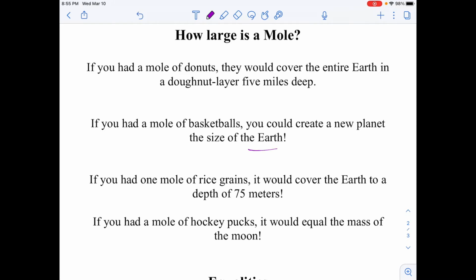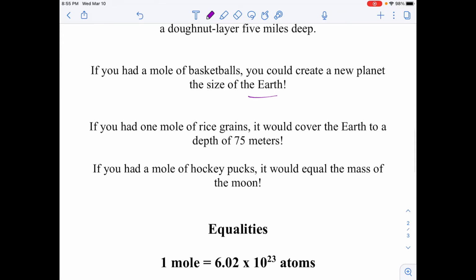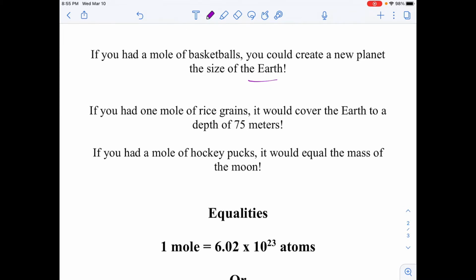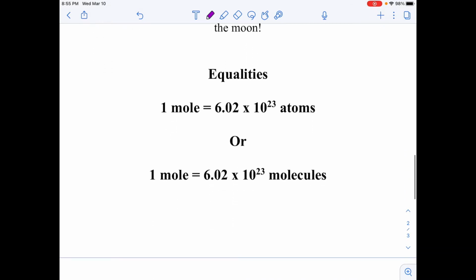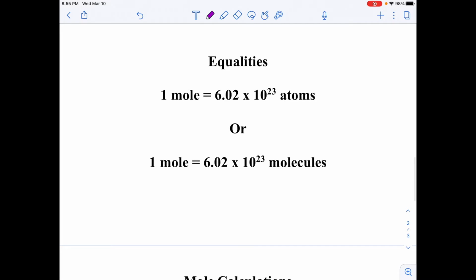Amazing. If you had 1 mole of rice grains, it could cover the Earth to a depth of 75 meters. So I thought you might be able to visualize 75 meter sticks above us. Okay, we would be drowning in rice. And if we had a mole of hockey pucks, it would equal the mass of the moon. Okay, so this is a very large quantity. So our goal today is to go over how you're going to use this quantity in some of your calculations and how to use the calculator on your iPad.